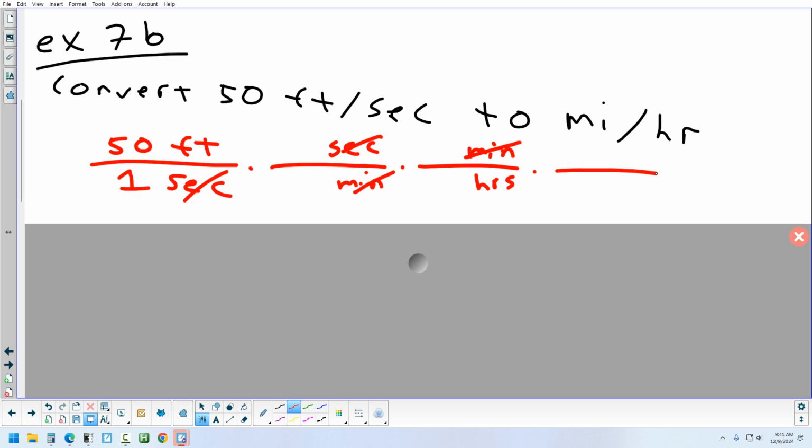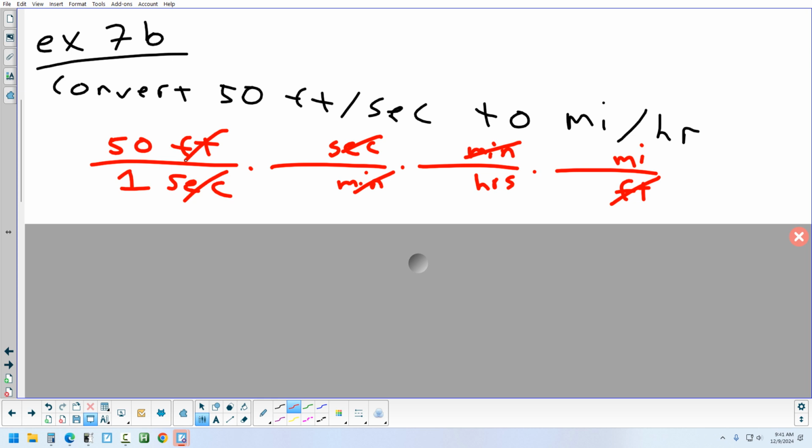I'm trying to convert feet into what? Miles. Even if you don't know how many feet in a mile yet, we should still be able to get the units in the right spot. Where is feet going to go? Top or bottom? Bottom. And in the top? Miles. So now if you did all that out, you have miles in the top, hours in the bottom. Now let's fill in all the conversions.